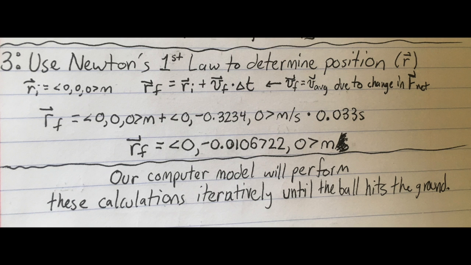Lastly, we can use this velocity to determine the object's final position. We can substitute v final for v average in the position equation because the net forces over this time interval are not constant.